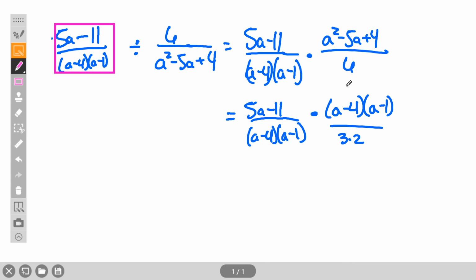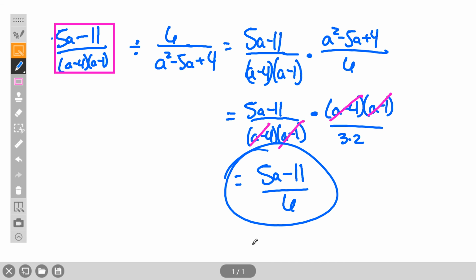Cancel factors that they have in common. So a minus 4, a minus 1. So all we're left with is 5a minus 11 in the numerator and 6 in the denominator. So this is our simplified form for number 4.